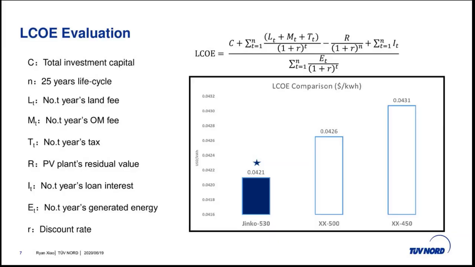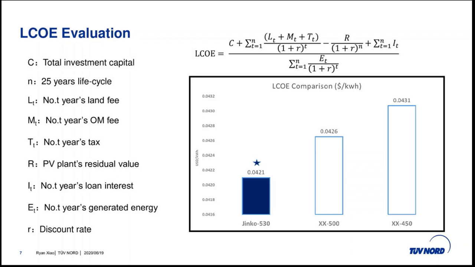Then we got a very complicated equation. For the C, which is the capital of the total investments, you find here the LTMTTT is the number of the year, land fee, omnium fee, and the year's tax. And this N means a 25 years life cycle.